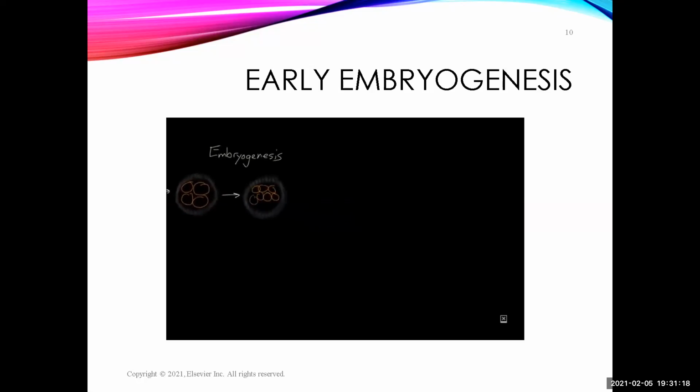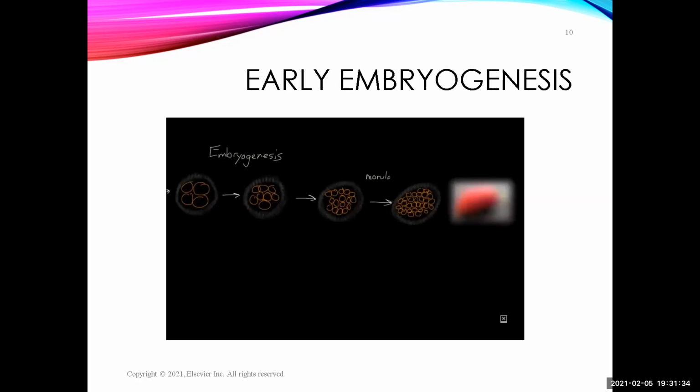So you've gone from 16 cells to 32 cells, and at this point you look different enough that somebody decides to give you a new name. So instead of being called a zygote, you're called a morula. And morula is just a Greek word that means mulberry, and you actually do look a little bit like a mulberry.